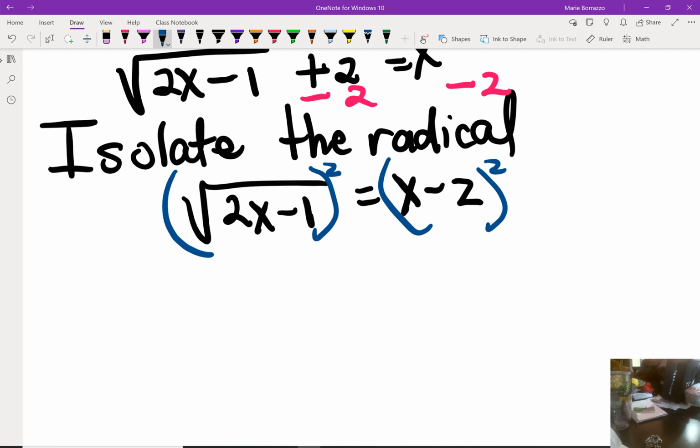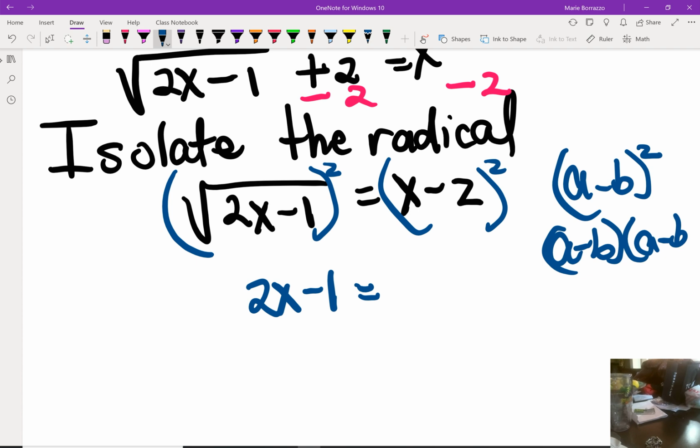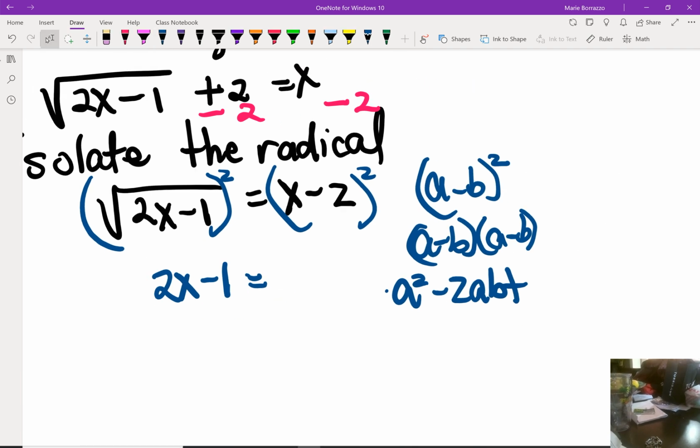I'm going to raise this to the second power so that I get 2x minus 1 is equal to basically x minus 2 squared, another special product. This is an a minus b squared, if you remember. This means that this is a minus b times a minus b, which gives me a squared minus 2ab plus b squared. Right? And so that means that I'm going to take this x minus 2, the special product, and square it. And I'll go ahead and work it out just in case you need to see it.